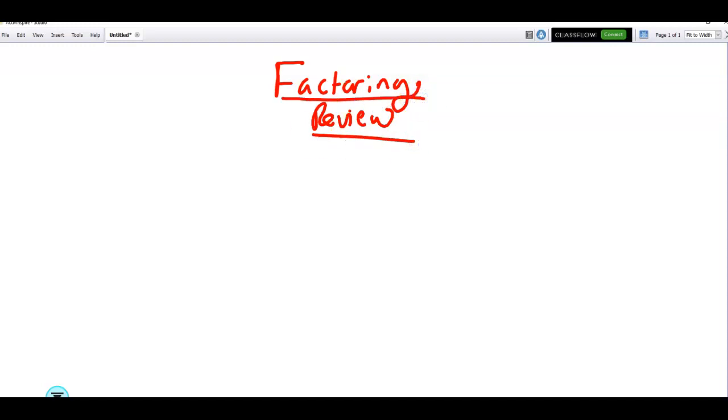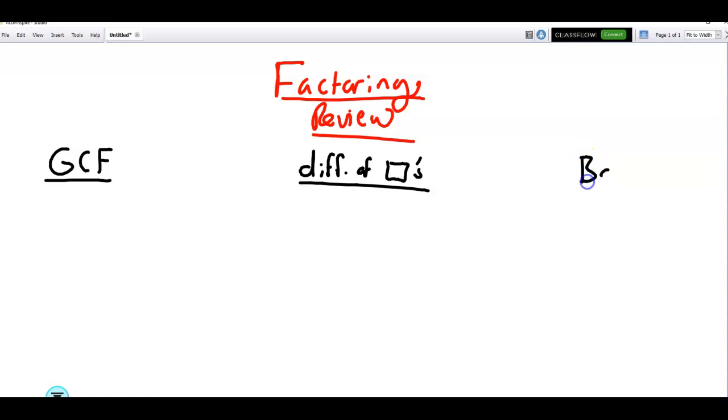Let's begin. We're going to talk about three methods of factoring today: the GCF method, the difference of squares method, and the box method, and how to know when to do each one of these. So how do you know when to do a GCF?